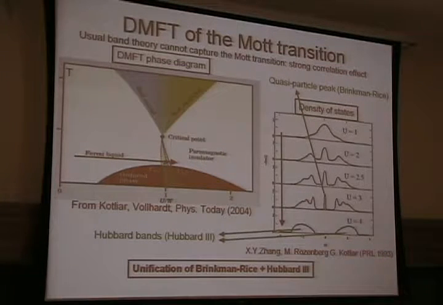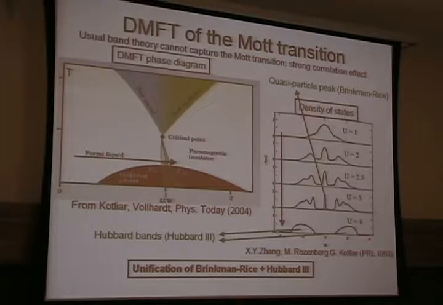So this picture can be best illustrated if you look at the local density of states of the system as a function of U. I will talk a little bit more about the method that was used to obtain this, but at this moment, just imagine that the impurity problem was solved in some way, and then you get the local density of states. So you see for small interactions, you have basically the density of states of a metal. You have a finite density of states at the Fermi level.